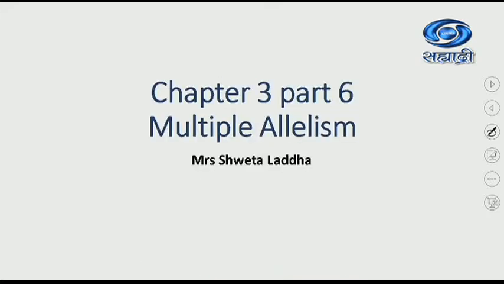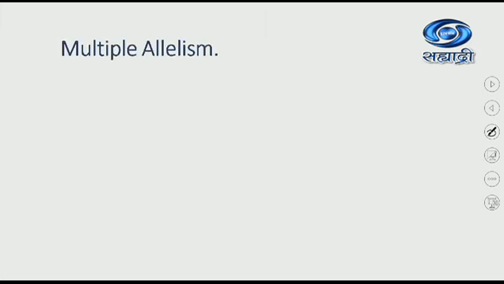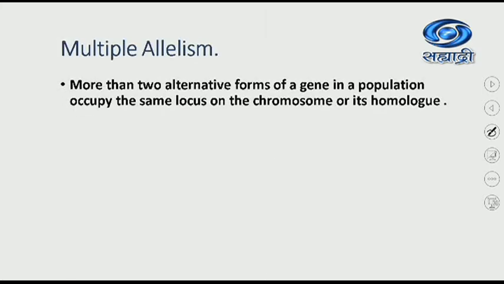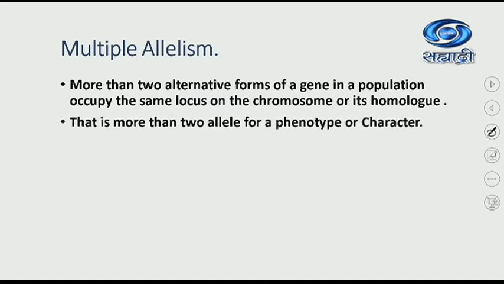Now let us start with a very interesting concept, multiple allelism. In multiple allelism, more than 2 alternative forms of a gene in a population occupy the same locus on the chromosome or its homologue. That is, more than 2 alleles for a phenotype or character. Multiple means what? Many. Many alleles are there. For how many characters? 1 character.